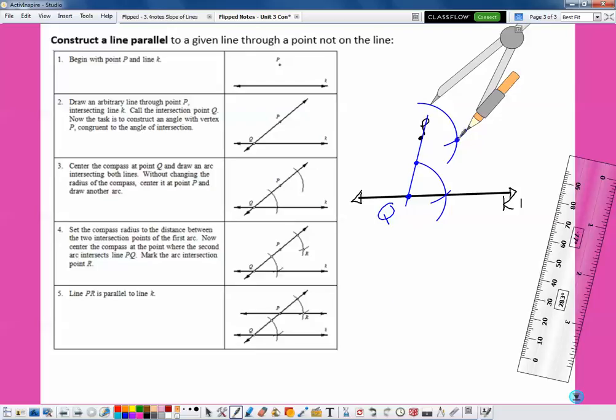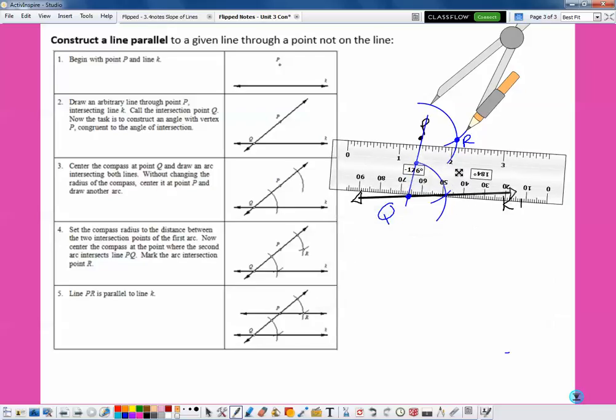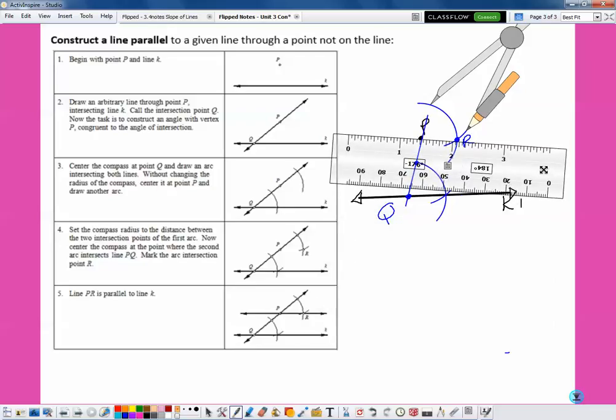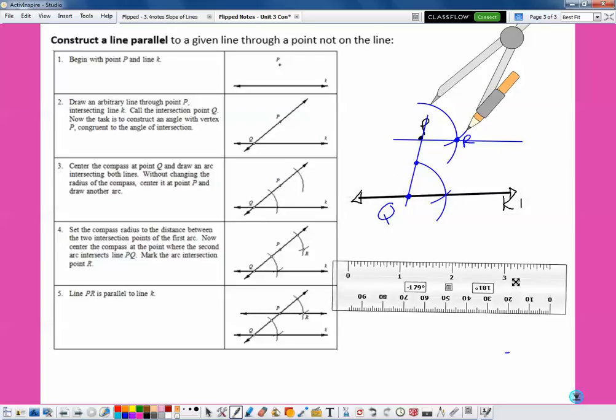So this is point R. Then finally, I'm going to connect point P and point R, and I will have my parallel line. And there's my parallel line.